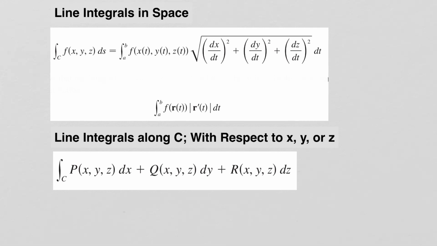And we can also do line integrals along a curve with respect to x, y, or z the same way that we did in the plane. And in this case, we can talk about an integral of a function of x, y, and z with respect to x, plus an integral of a function of x, y, and z with respect to y, and finally an integral of a function with respect to z. And when we do that, we can combine all of those into a single integral, just as we did in two variables. So in short, it's all very much the same.